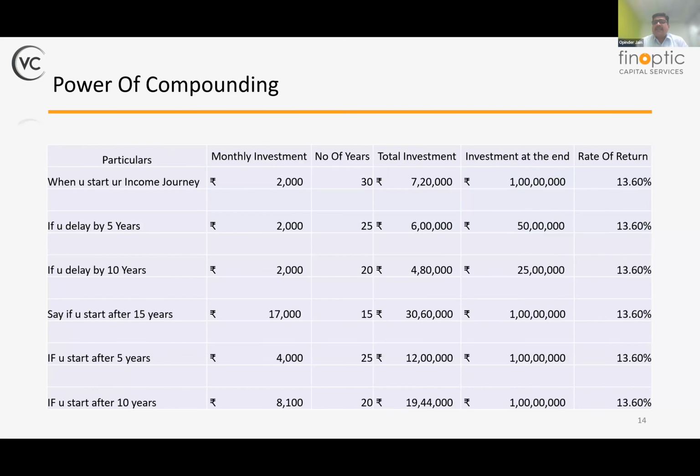अगर आप 5 साल डिले करते हैं, मैंने वो कैलकुलेटर पहले भी बताया था, अगर आप वही इन्वेस्टमेंट 5 साल डिले करते हैं, you invest 6 lakh rupees, but you lose out 50% of the growth, which is you earn only 50 lakh rupees with the same 13.6% annualized return CAGR. But here, if you see, एक जगह आपका investment is only 7,20,000 and the other place it is 6 lakhs. For 1,20,000 rupees, you're losing out on 50 lakhs. And the same thing, if you delay it by 10 years, it goes to 1/4. And so this is the power of compounding. This is the magic which helps you create wealth.